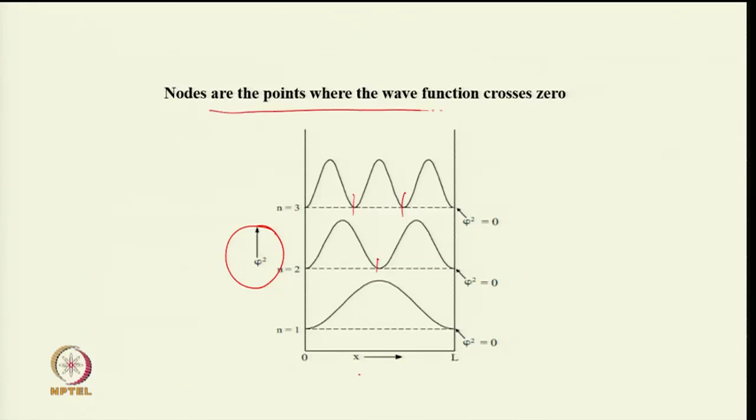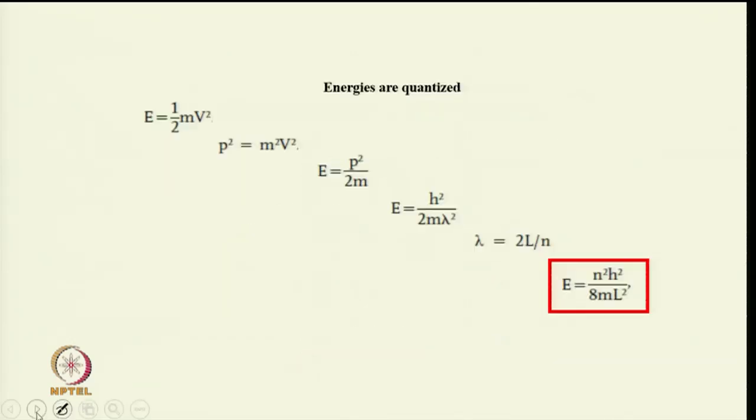So nodes are the points where the wave function crosses zero. Now we know what the value of lambda is. Lambda is a function of n, which is known as the principal quantum number.